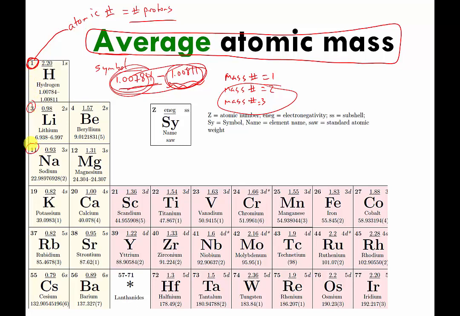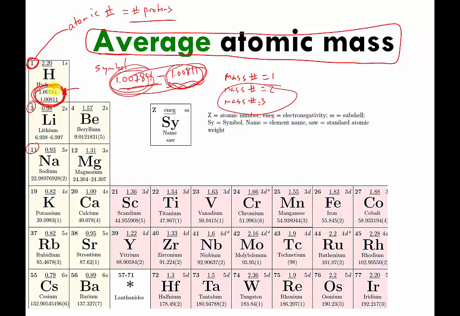Here's another one, etc. And then you'll see this thing that is usually some decimal number. And this is the average mass, or the average weight of your atom. Hydrogen weighs a little bit more than 1. And what I want you to realize, and this sometimes confuses students, is that this does not mean all of the hydrogens weigh 1.00, they weigh somewhere in between these two.